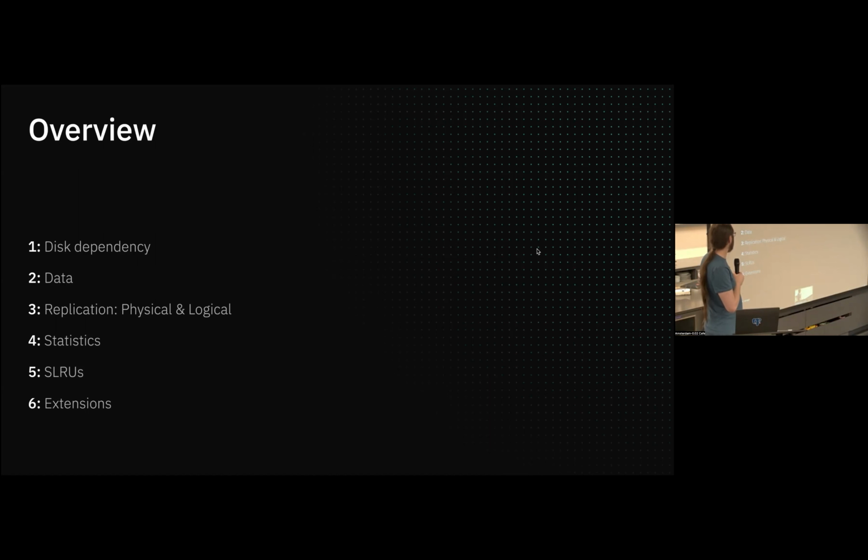First is the disk dependency, then how do we ship the data? How can we support replication, physical and logical? Some issues that we hit with statistics. SLRUs are basically the systems that maintain transaction states and things that are related to transactions, things that need to be really, really low latency within Postgres. And then extensions, because you may not always think about this, but extensions can be huge. Things like PLV8, if you're using it, it's 400 megabytes of disk space being used by that extension alone. Not everyone uses it, so it's oftentimes wasted disk space if no one is actually using it.